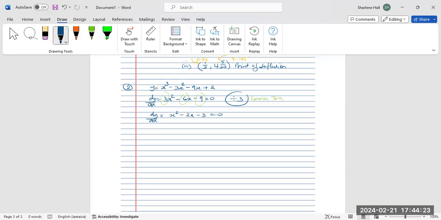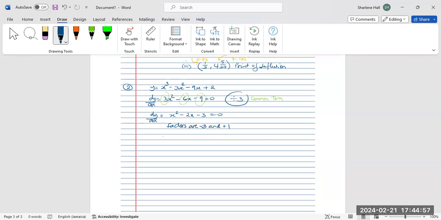So I'm dividing by 3. So therefore I get x squared minus 2x minus 3. I'm going to factorize that. My factors are going to be 3 and negative 1. Agreed? No, negative 3 and positive 1. Agreed? Agreed, sir.